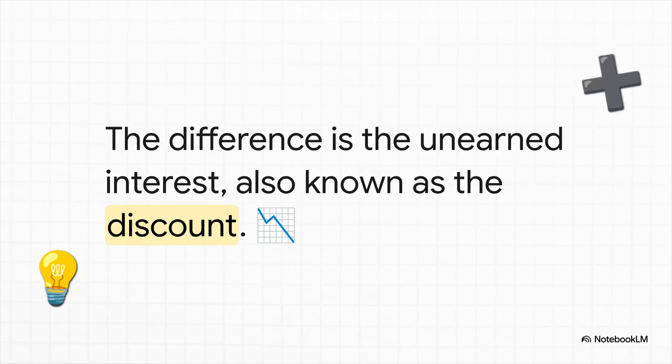And that gap, that space between the future face value and the smaller present value, what is that? Well, that's your hidden treasure. That's the interest. We call it unearned interest income or a discount. It's basically the income you're going to earn bit by bit over the entire life of that note.